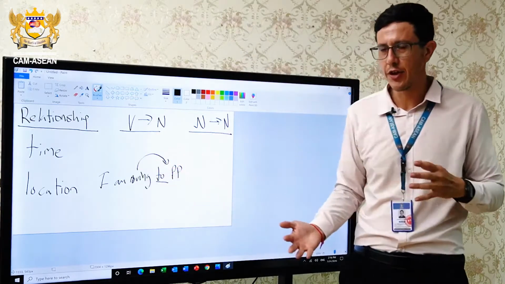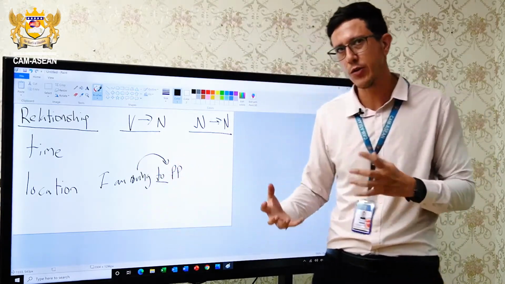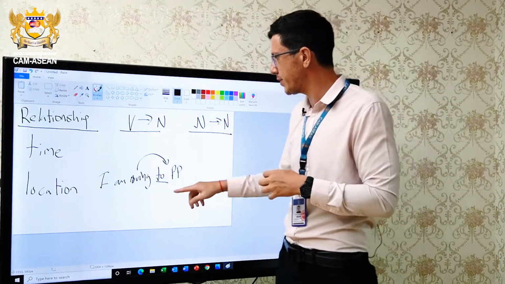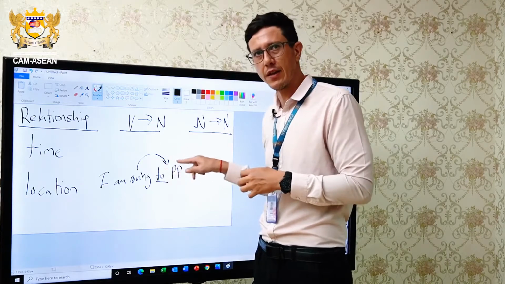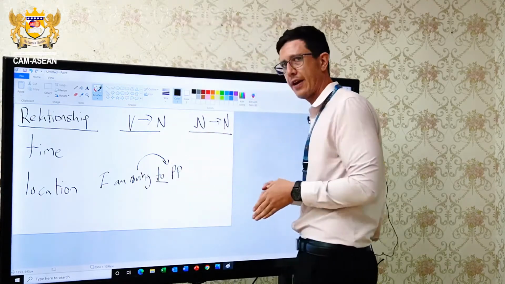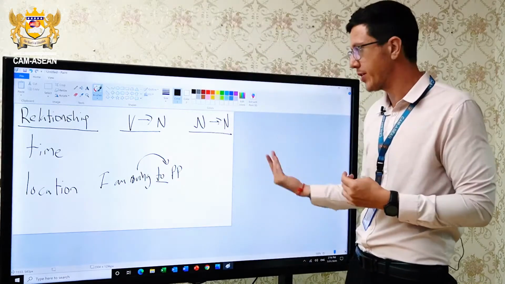Where does the action go? Who gets the action? Who gets the result? Or what gets the result? And that's what this preposition is doing. It's telling you the relationship. How is this verb related to this noun? Okay, or it can be noun to noun even.